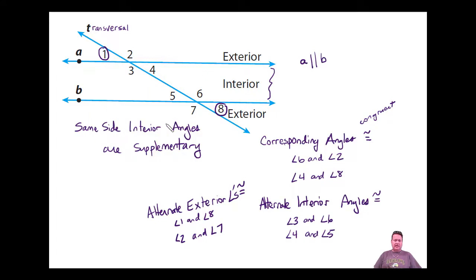You've got same side interior angles are supplementary. That means they make 180 degrees. We've got corresponding angles are congruent, alternate interior angles are congruent, and alternate exterior angles are congruent.